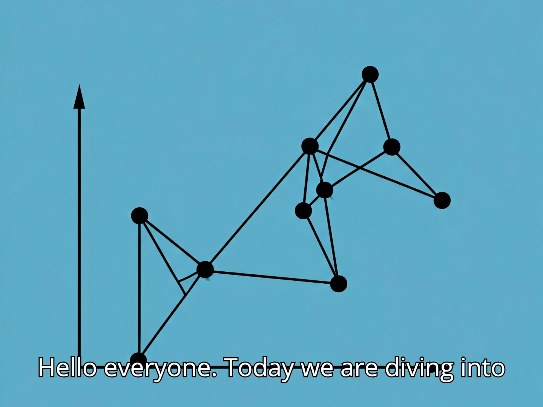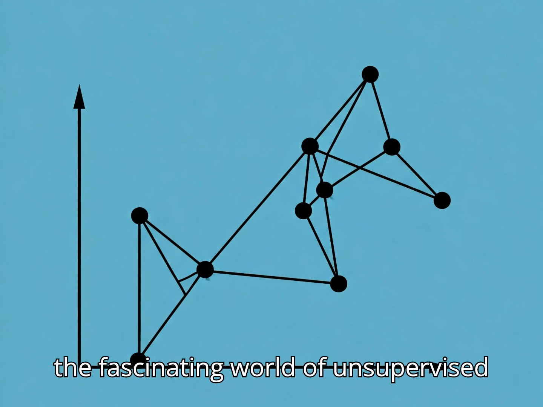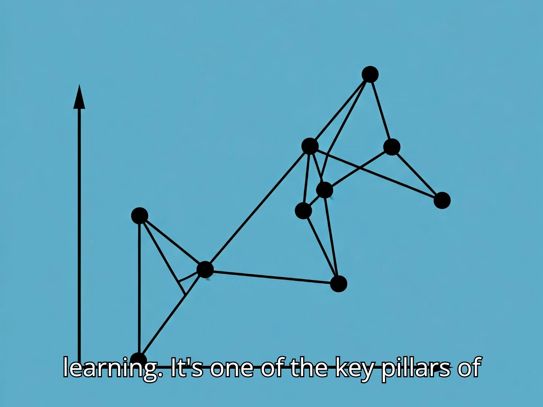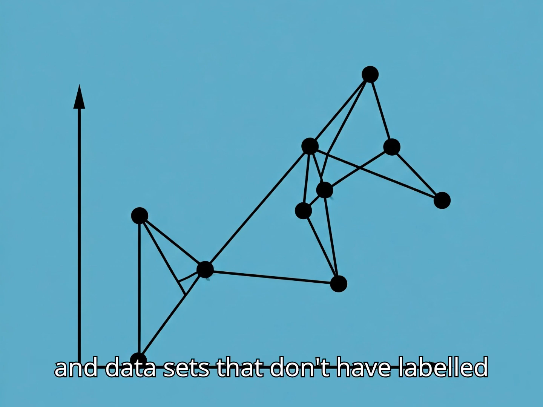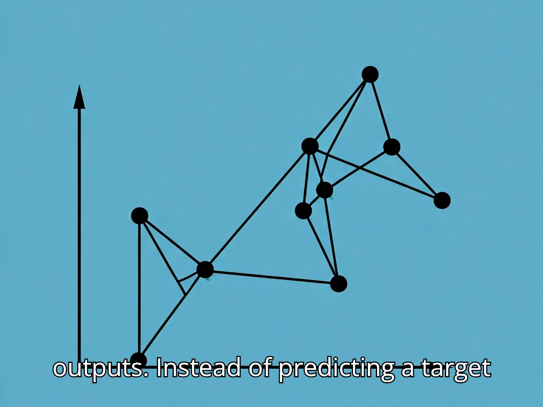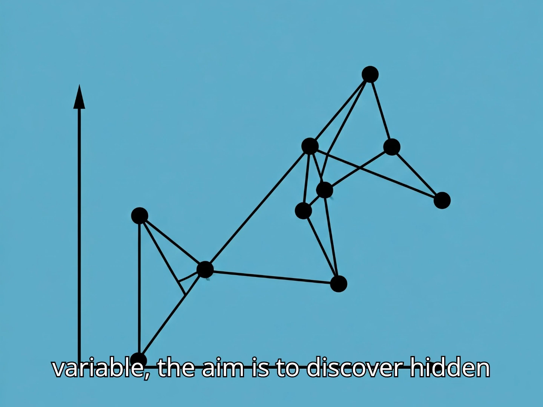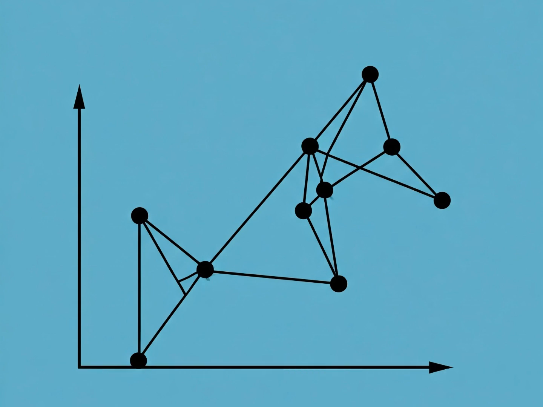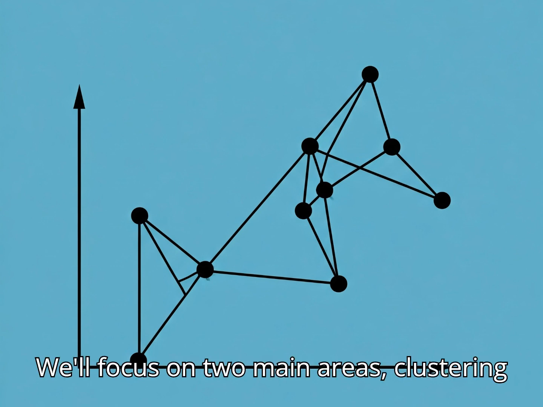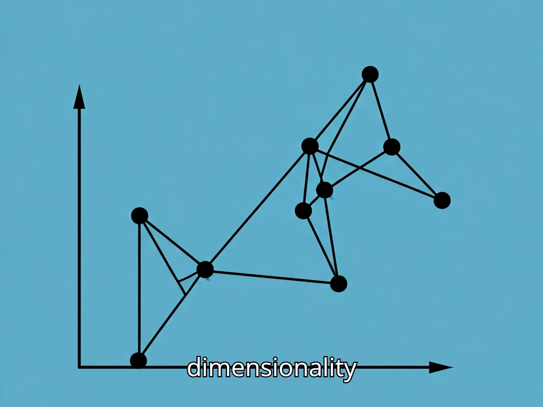Hello everyone. Today we are diving into the fascinating world of unsupervised learning. It's one of the key pillars of machine learning where we deal with data and datasets that don't have labeled outputs. Instead of predicting a target variable, the aim is to discover hidden patterns or structures within the data. We'll focus on two main areas: clustering and dimensionality reduction.